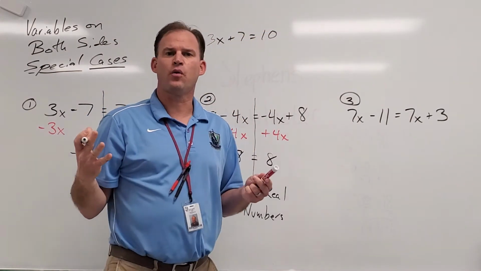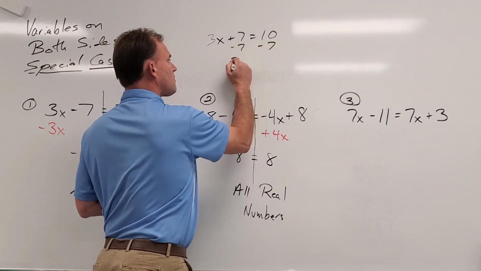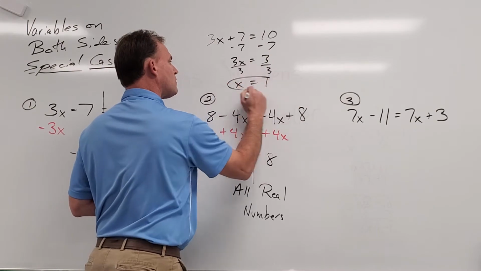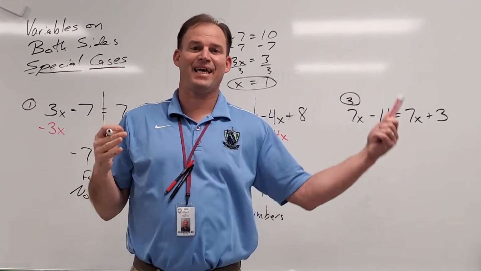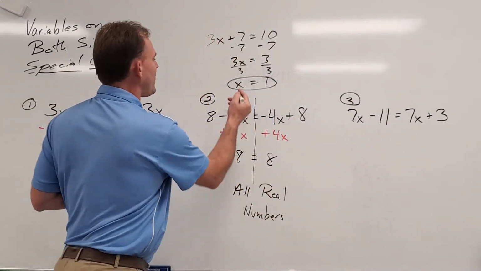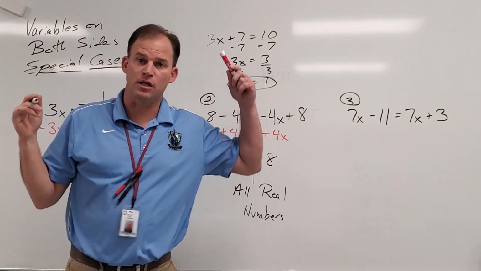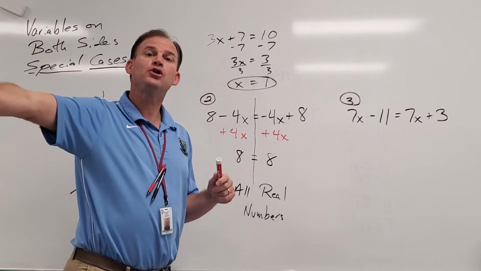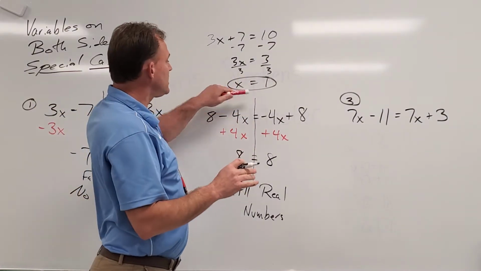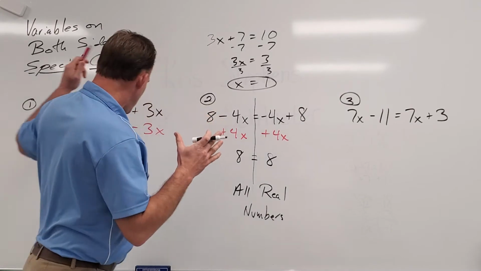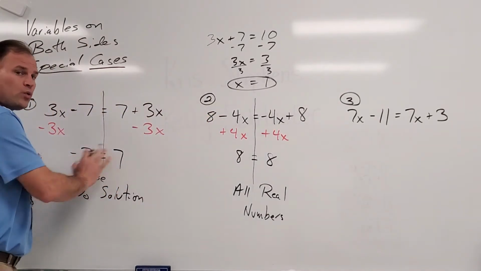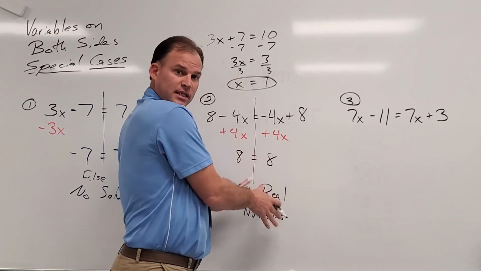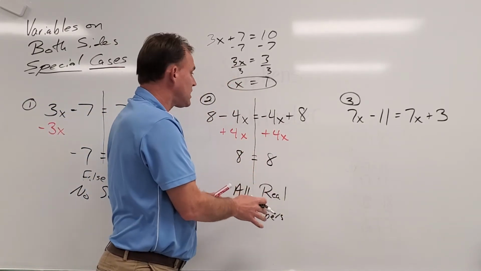When I solve an equation, I'm finding the answer. But what does that answer mean? That means if I take this number and plug it back into the equation, it will work. This is the only number in the entire universe, infinite numbers, this is the only one that'll work. So what does this mean? This means there are no numbers in the entire universe that will work. This means every single number that you could possibly think of will work.